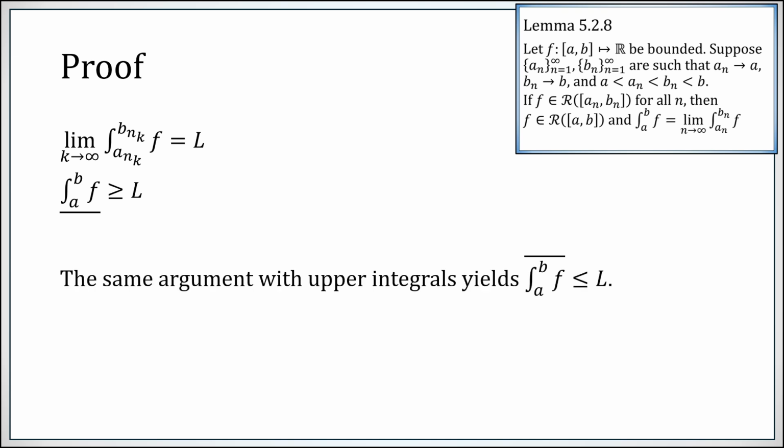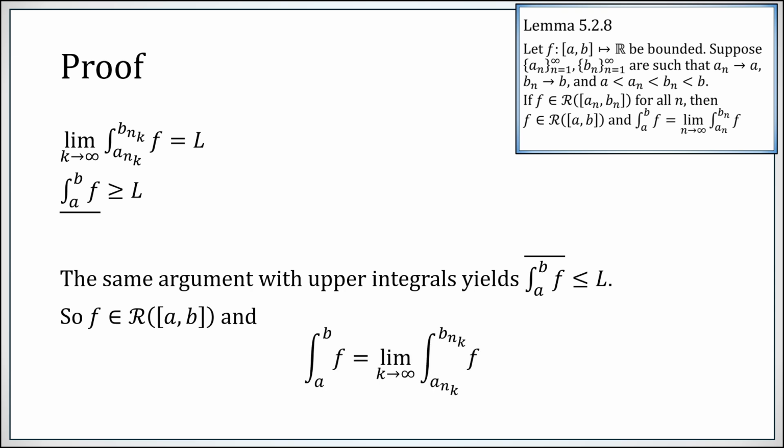The same argument holds with upper integrals. You can go back and check. You'll end up with the upper integral from a to b is less than or equal to L. So now we have the lower integral bigger than or equal to L, bigger than or equal to upper integral, but the lower integral is always less than or equal to the upper integral. So these two things are in fact equal, and therefore they are equal to L, which was the limit of the integral from ank to bnk of f.